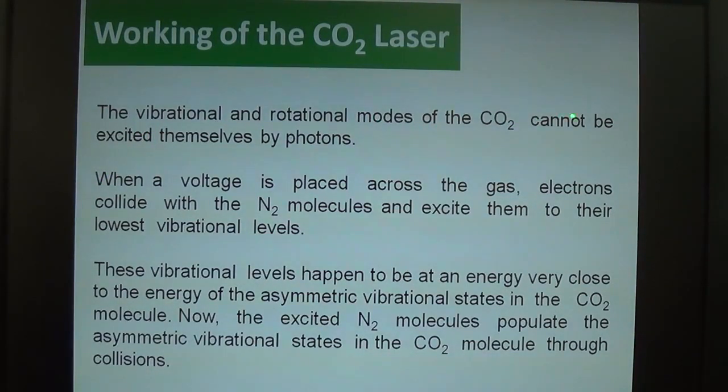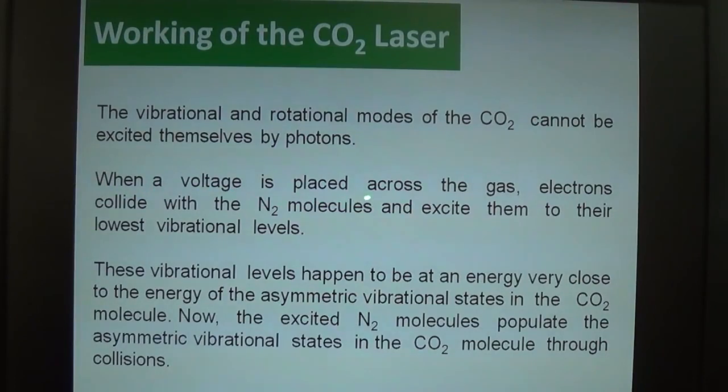So, working of the CO2 laser: you know that the vibrational and rotational modes of the CO2 cannot be excited themselves by photons. Right, we cannot excite the CO2 molecules by the optical pumping process. So what pumping process do we basically use here?